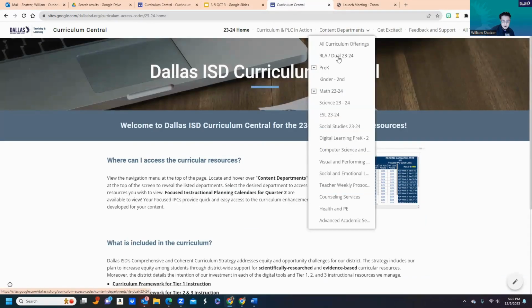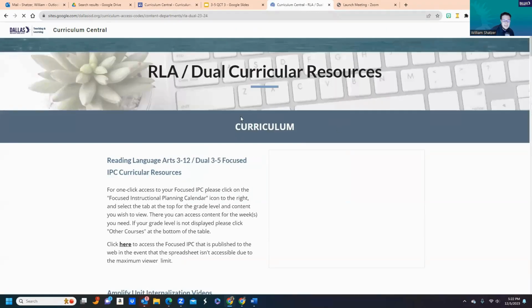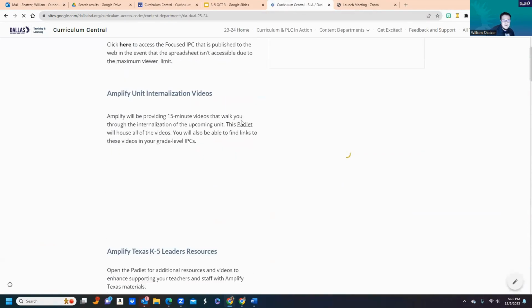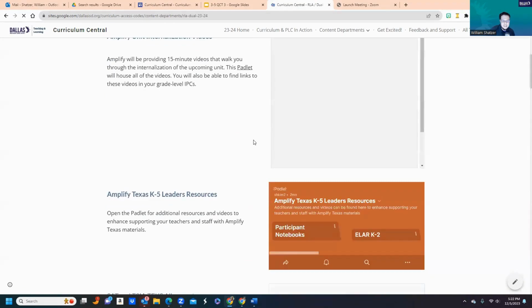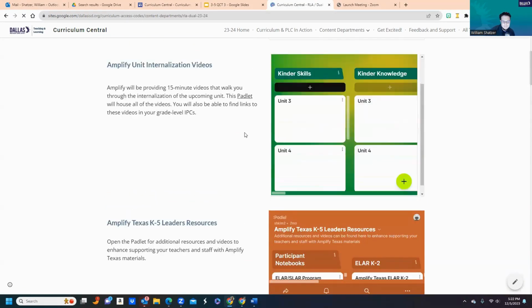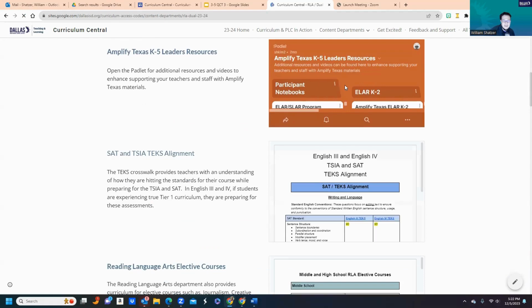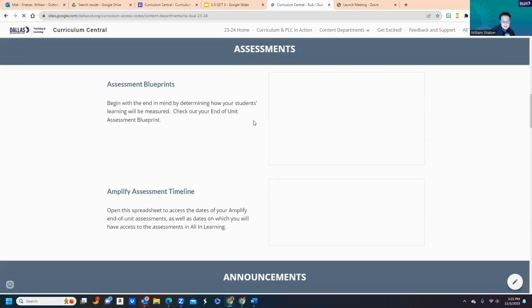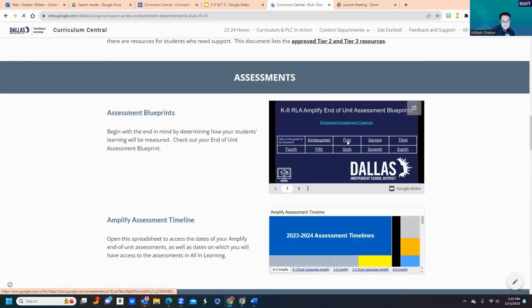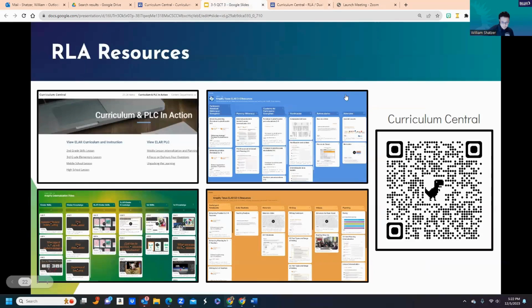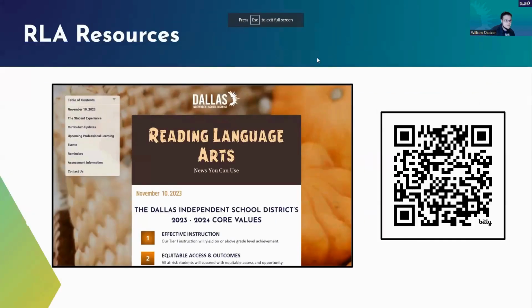You go to your RLA Dual 2324. And if you scroll down, this is where you will find those Amplify internalization videos, the Amplify resources. And then also you will find your assessment blueprints down here at the bottom as well. So those are a lot of the resources that we have for you. There's some great stuff there. And if you get the opportunity, check out some of those videos. I think they're pretty useful to better understanding some things about Amplify.